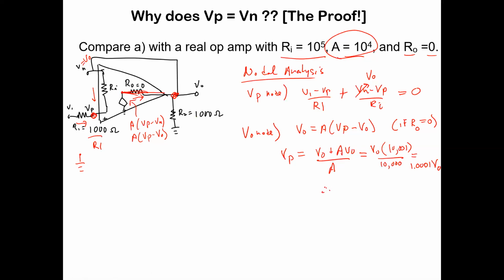So again, therefore, VP is essentially equal to VO, which in this case equals VN. So VP equals VN, right? That's sort of the proof here that VP is equal to VN.